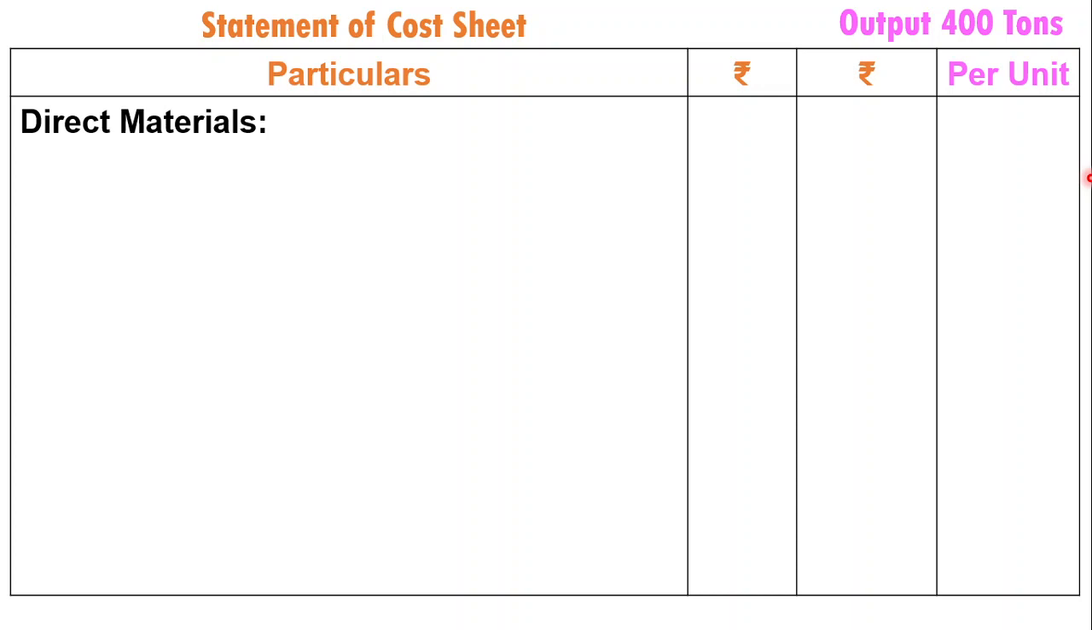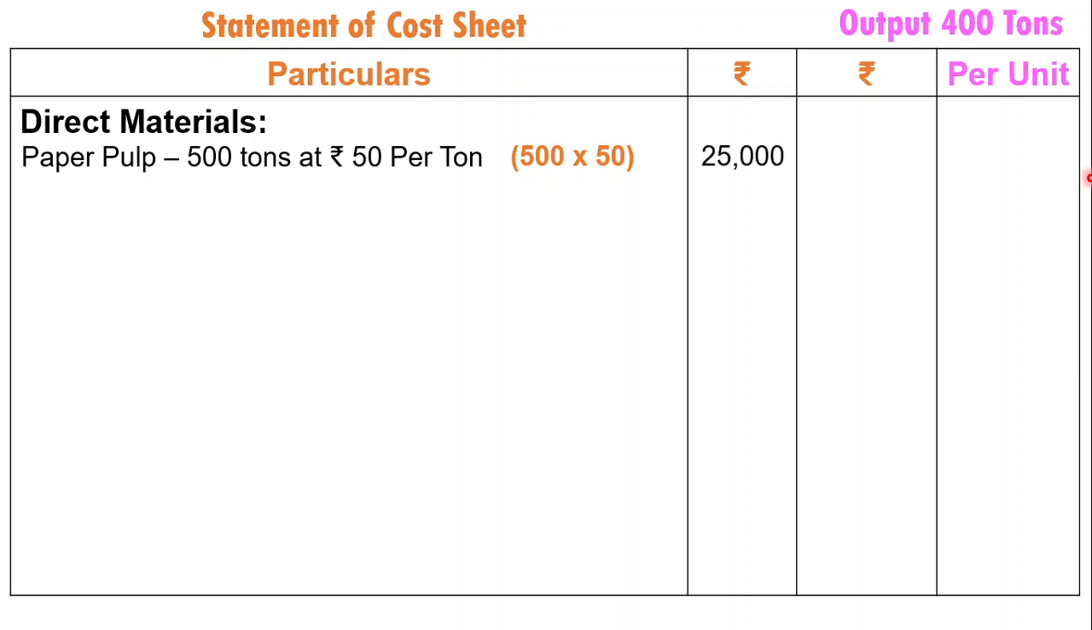Direct materials includes two types of expenditures. One, paper pulp, 500 tons purchased at the rate of 50 rupees per ton. How to arrive at the value? For 1 ton it's 50 rupees. For 500 tons, how much? That is multiplication. 500 into 50, so we arrive at a value of 25,000 rupees. This is the paper pulp material purchased.